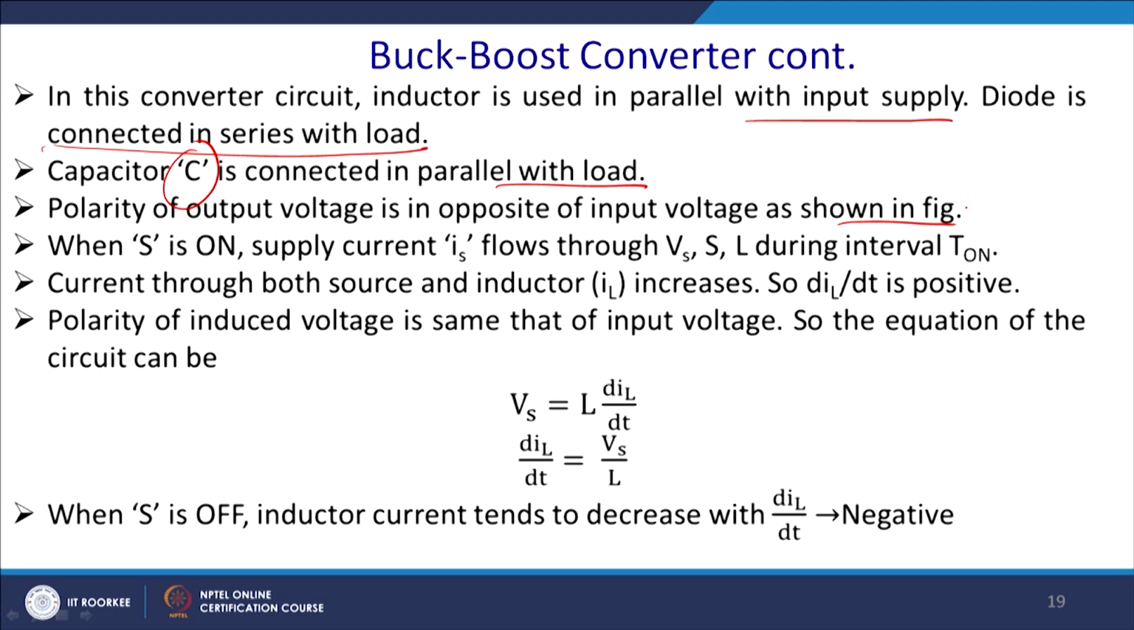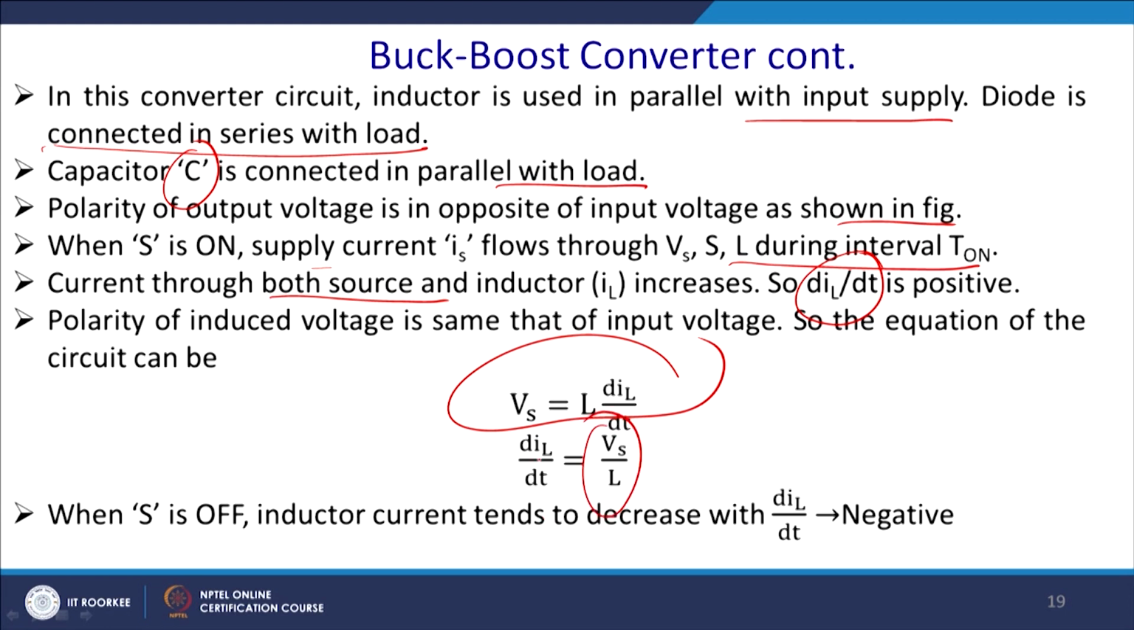When the switch is on, the supply current Is flows through Vs, Is, L during the interval T on. The current through both the source and inductor IL increases. So, dI/dt is positive. The polarity of the induced voltage is the same as that of the input voltage. So, the equation of the circuit can be Vs equal to L dI/dt. So, dI/dt equal to Vs by L.